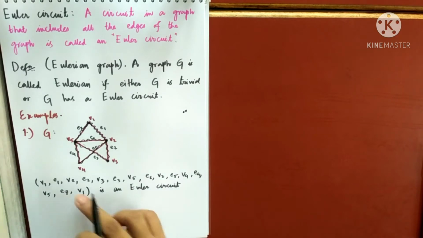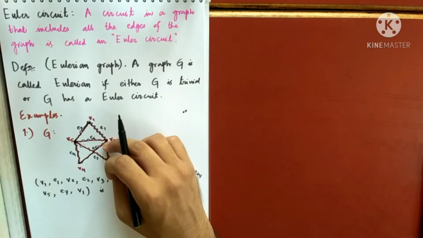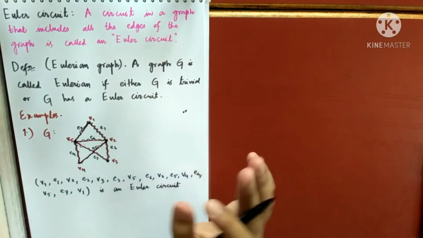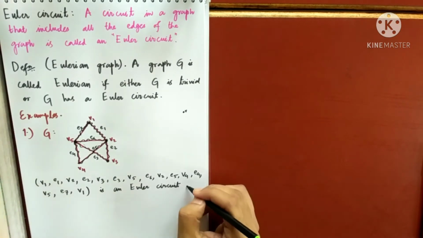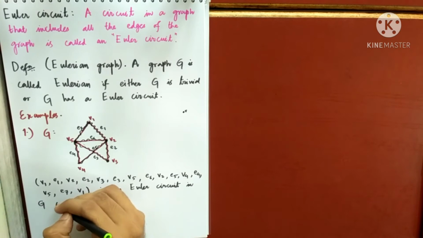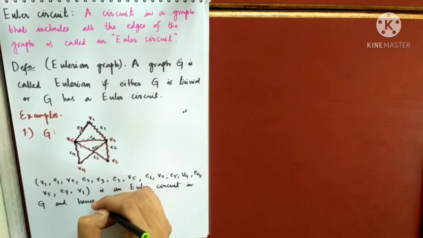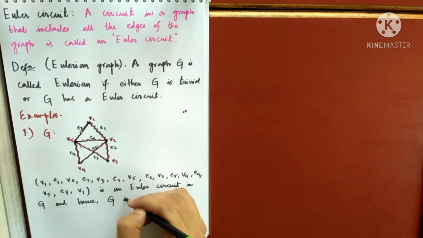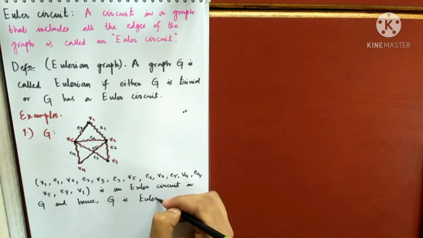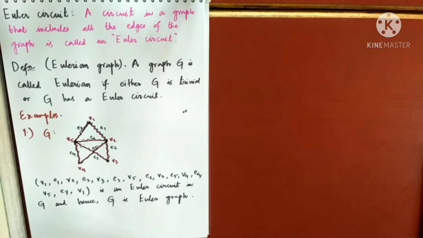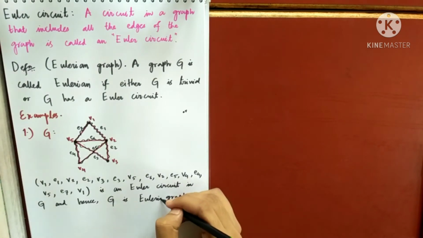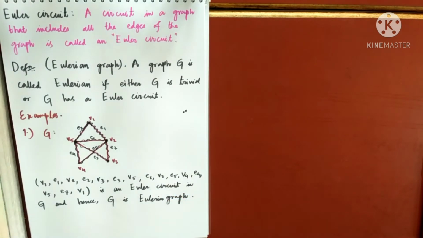You could have started from V2 also, it doesn't matter. You can start with any vertex. You have to find such a circuit that consists of all the edges. The vertices may be repeated, but the edges cannot be repeated. So this is an Euler circuit in G, and hence G is Eulerian. So the graph that I have drawn above is an Eulerian graph. Did you get my point?